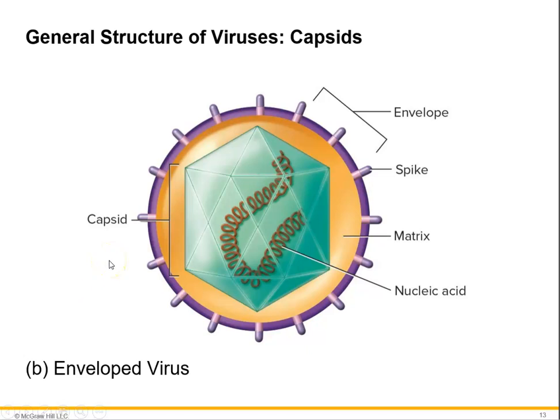Next, we have an enveloped virus. You can see the nucleocapsid inside, right? So the capsid and the nucleic acid core. But on the outside is this membrane, and we call it an envelope. And where this membrane derives from is actually from the host cell itself. And you'll see embedded in this envelope are these spike proteins. And these spike proteins are going to be very important for attachment of the virus to its given host cell.